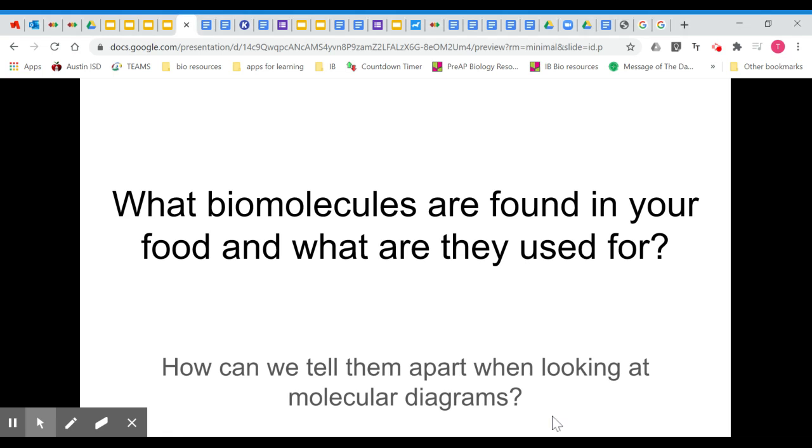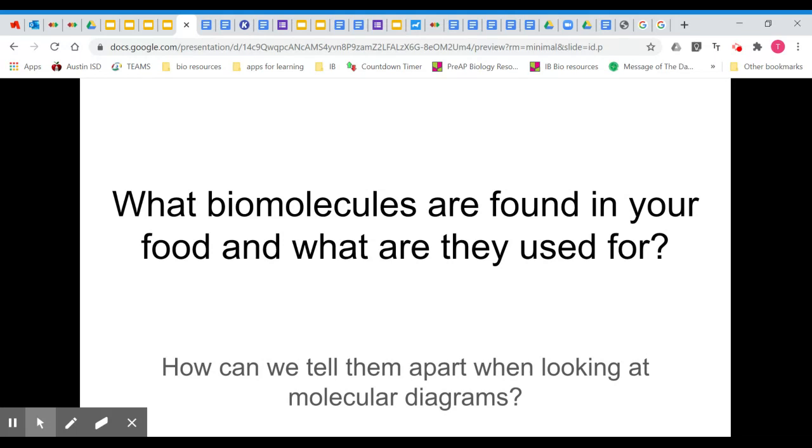Hey guys, so today we're going to talk about biomolecules. And these are things that you find in your food, right? So macromolecules or biomolecules are things like carbohydrates, lipids, proteins. So they're terms that you've heard of before. Today we're going to review kind of what they are and what you use them for.